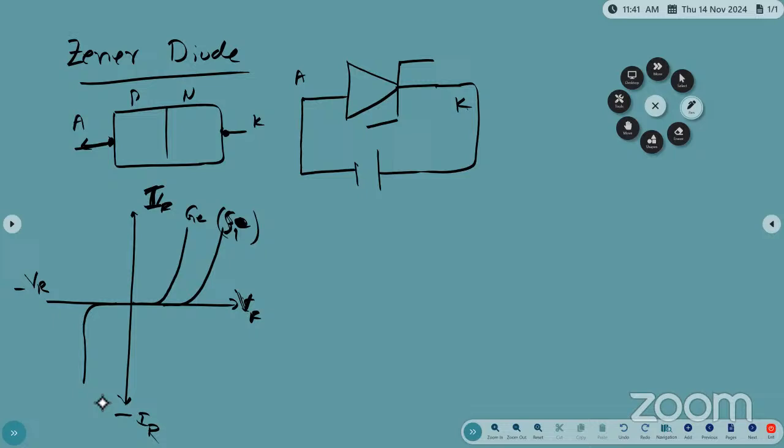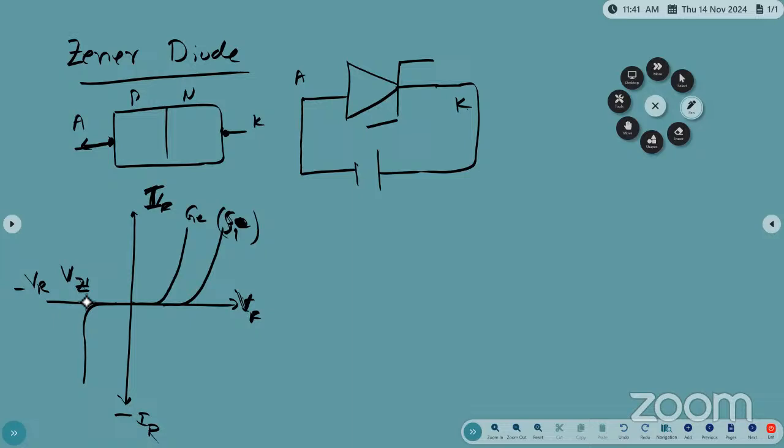Here there is no breakdown in the ordinary diode. Here the breakdown also will happen, but at high voltages. So now this is called the Zener voltage, VZ. This voltage is called VZ.